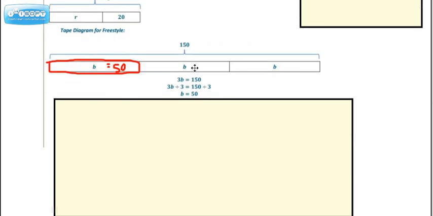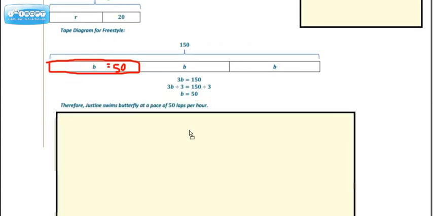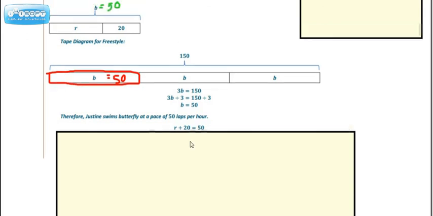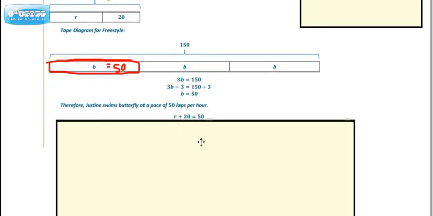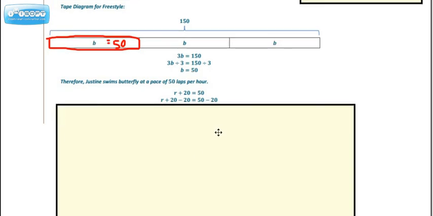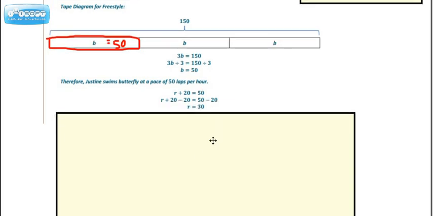So let's take a look at the equation for that. We would do R plus 20 equals 50. The opposite of adding 20 to a variable is to subtract 20, and we're going to do that from both sides of the equation to keep it balanced. And then if we solve, we get 30.